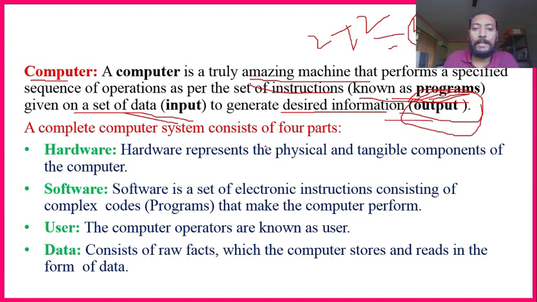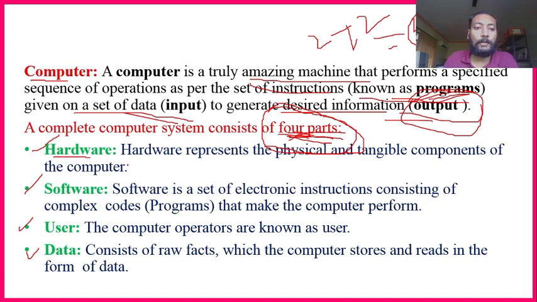Now the computer has 4 main parts. See, these are very important parts. Two or three years back this question was asked. Mainly the computer has 4 main parts. What are the 4 parts? One is hardware, second is software, third one is user, and fourth one is called data.